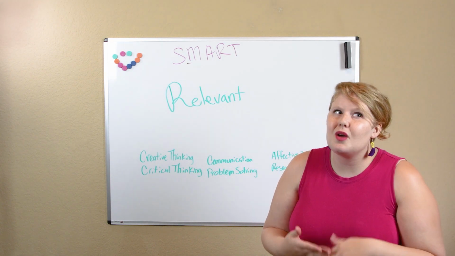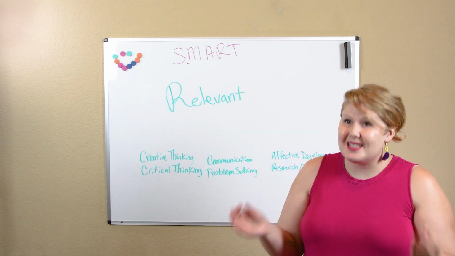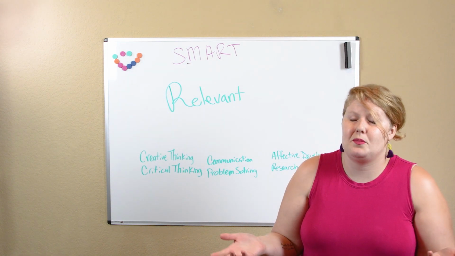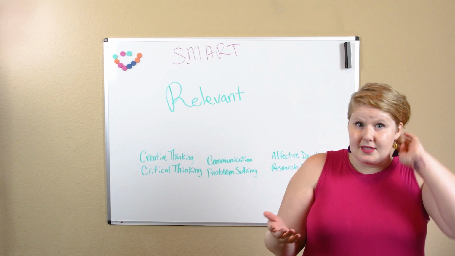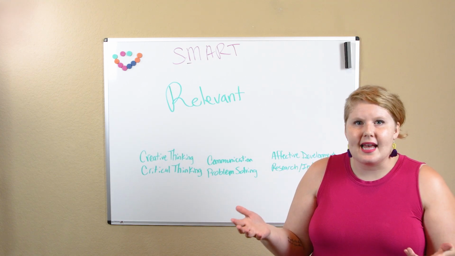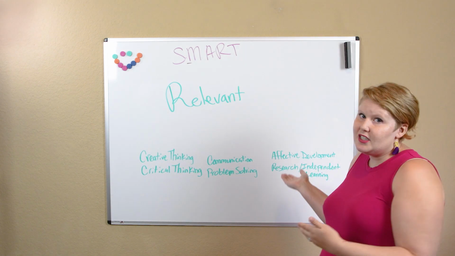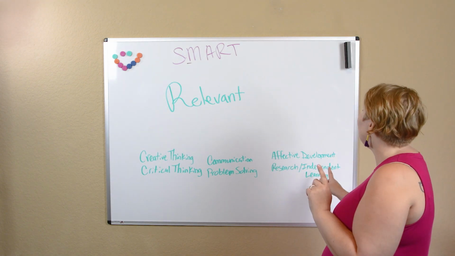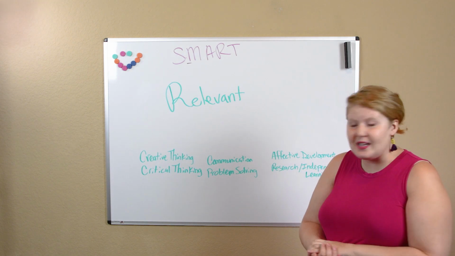And that also goes along with dealing with people, which is kind of hard sometimes because they're people, you know, and you're a person. So as humans, it's kind of tough sometimes when we get flustered or upset, we don't know what to do. Well, affective development helps with that. And then we have research and independent learning.